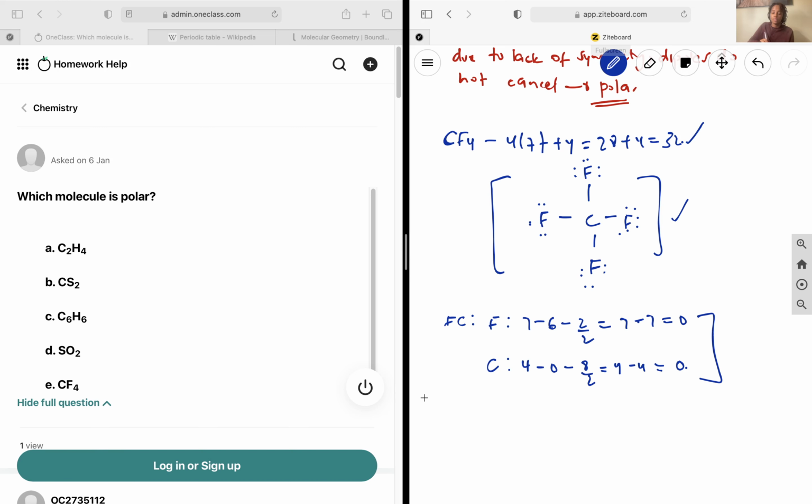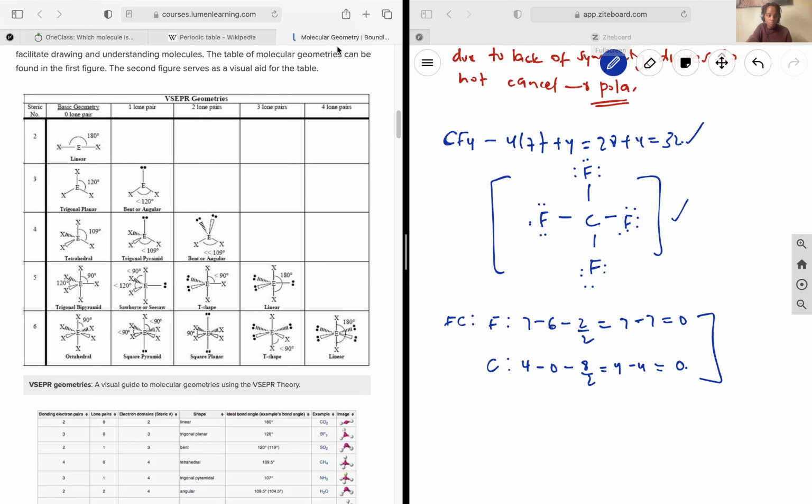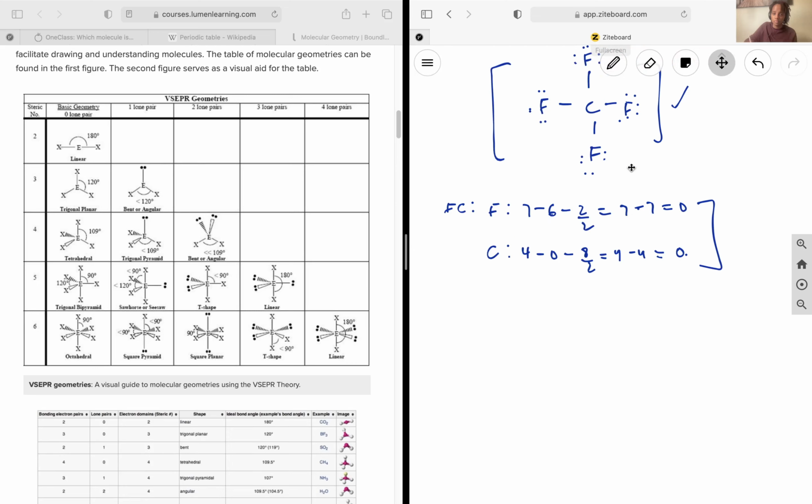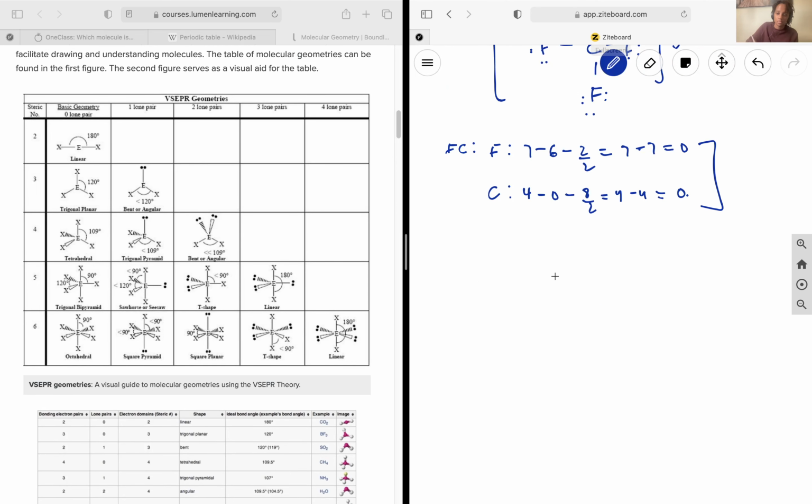Now let's figure out the geometry. And so this is going to be sp3 hybridized. And so let's just go to our chart. And we see it has 4 groups and they're all identical. So it's going to be tetrahedral. And if we draw out what that looks like, it's a bit like a tripod.